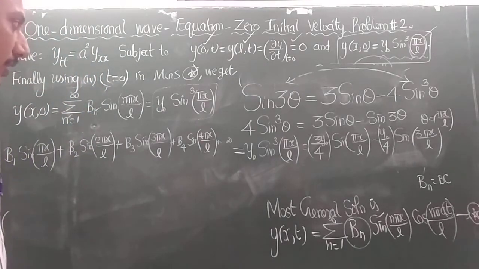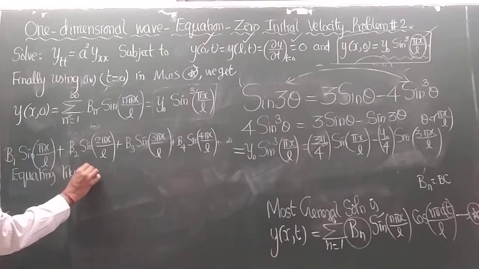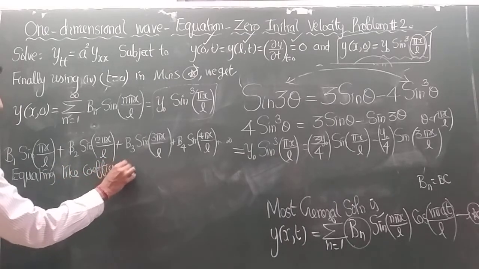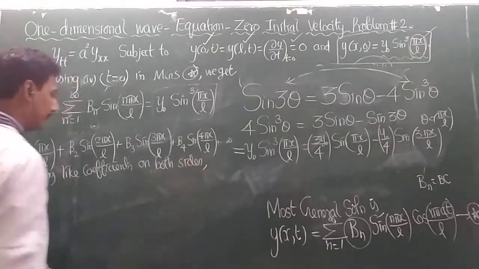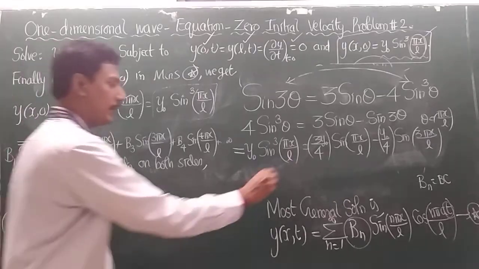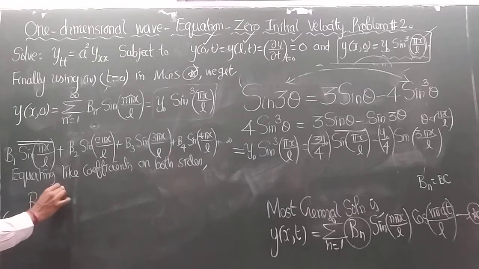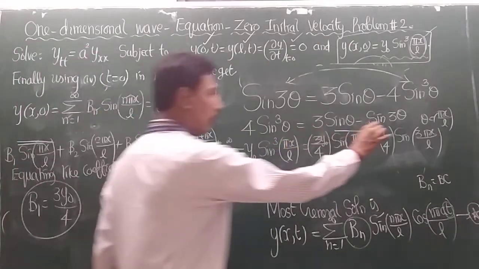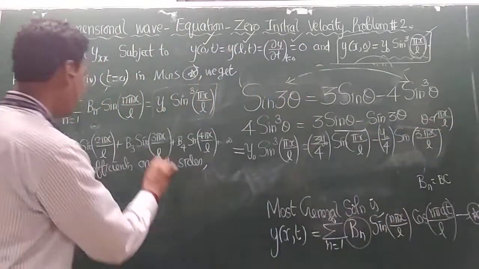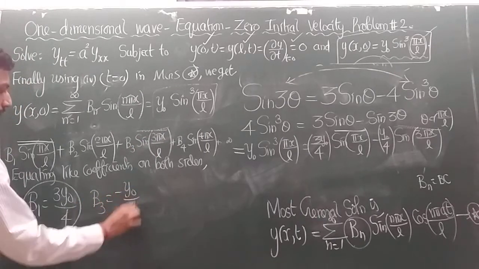Now equating like coefficients, because both these sides are now expanded. Equating like coefficients on both sides: sine pi x by L, sine pi x by L. So this is nothing but the b1 value. So b1 is equal to 3 y0 by 4. I have only one more term, that is sine 3 pi x by L. So that means this is nothing but b3. b3 is equal to minus y0 by 4.